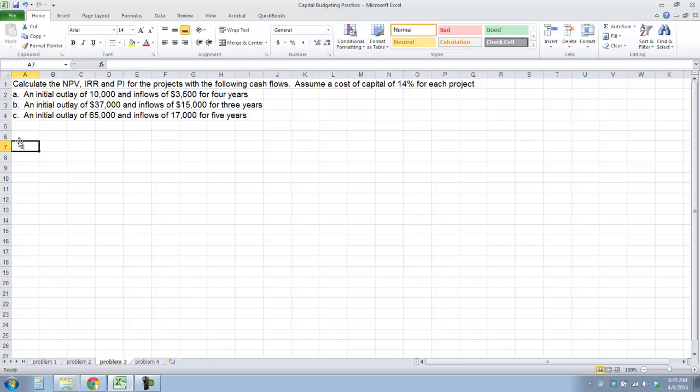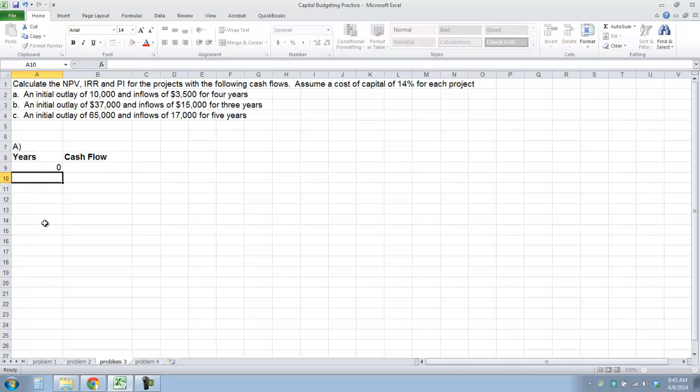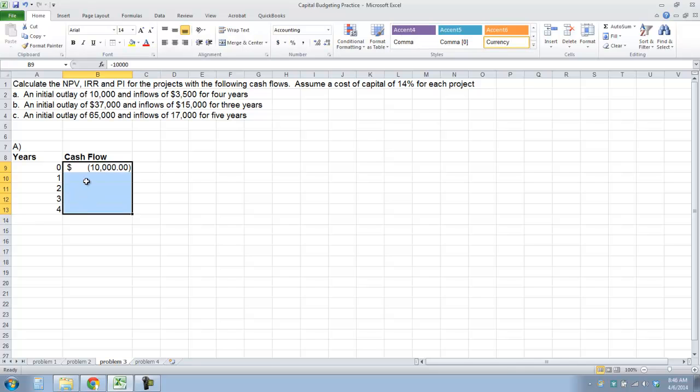Now it's giving us a different project. We have A, and we have years, and cash flow. So they didn't set this up for us. We're going to have to set this one up. 0, 1, 2. Alright, so the first problem is for 4 years. And they spent $10,000. And then they got $3,500 for 4 years.